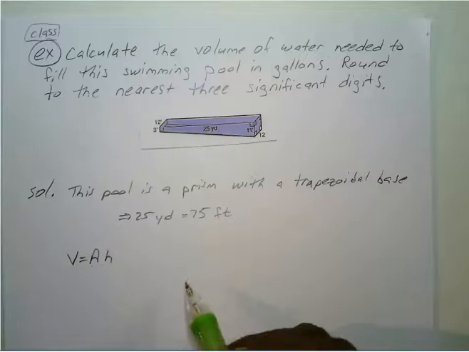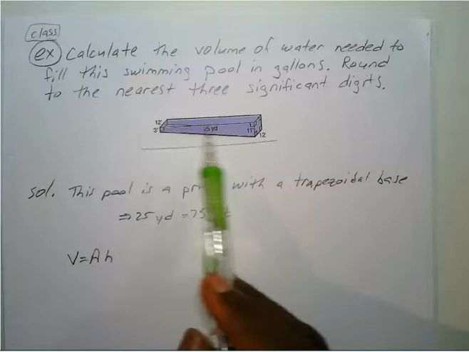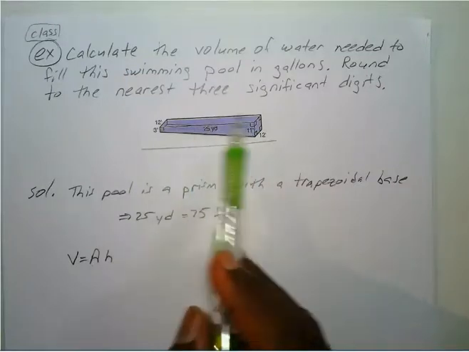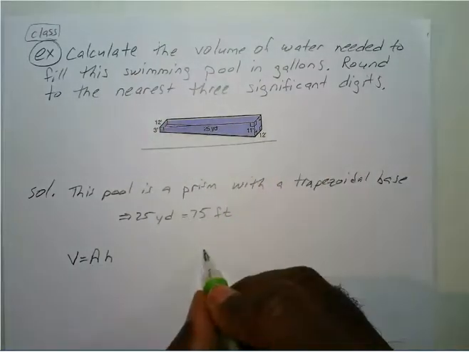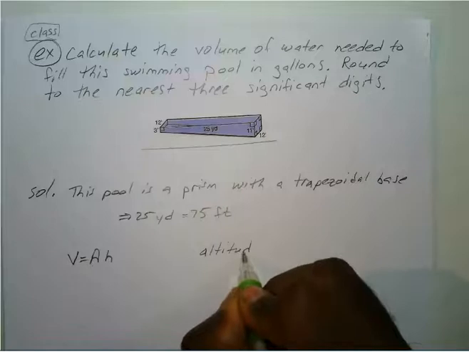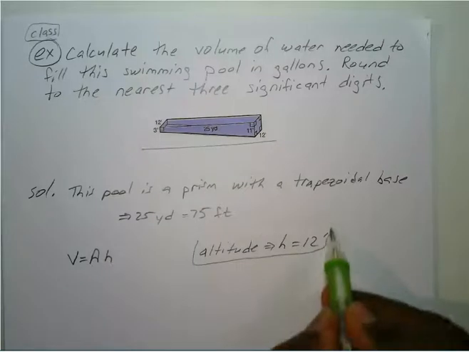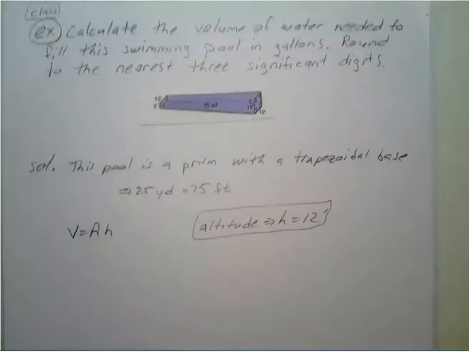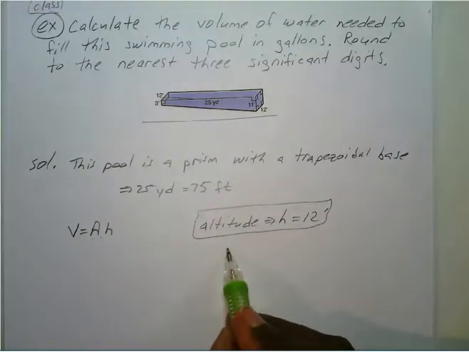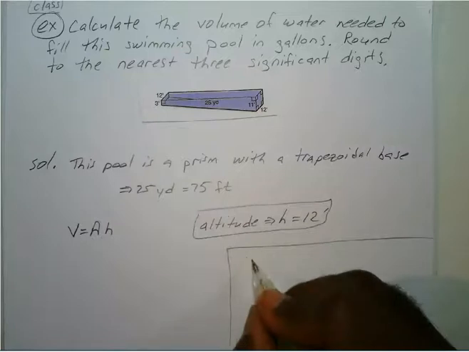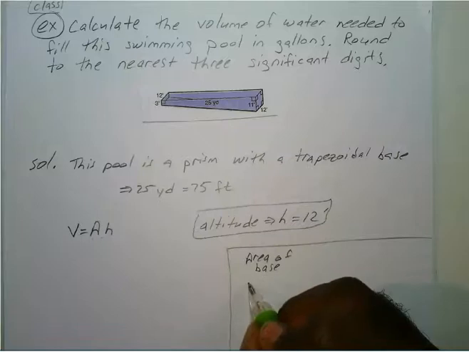So we know that our altitude is the distance between our bases. This is our trapezoidal base, and the other side is our trapezoidal base. We know the distance between those two is 12 feet. So we have that. Now we have to find the area of the base, which is the area of this trapezoid. I'll do that right over here in the corner.